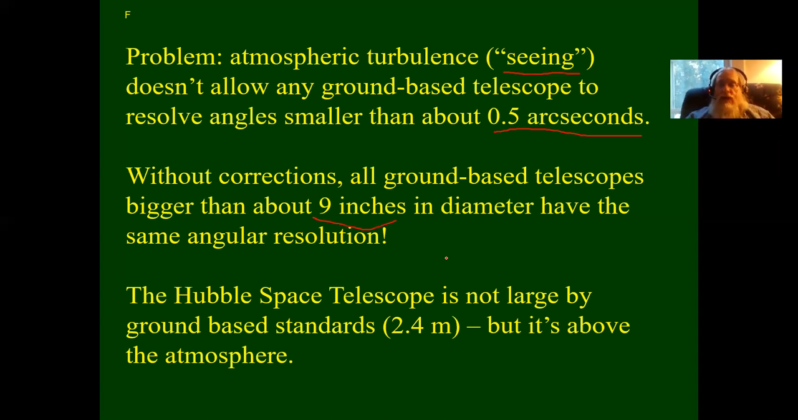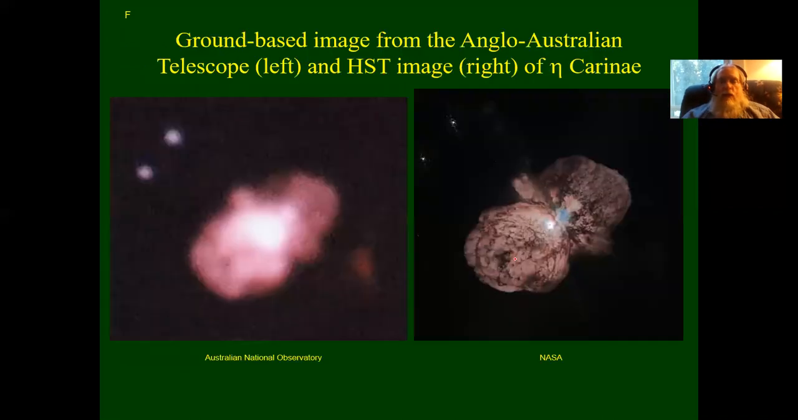Now, the Hubble Space Telescope, which I'm sure you've heard of, is not a big telescope by ground-based standards. It's only 2.4 meters in diameter, very modest compared to ground-based telescopes. But because it's in orbit a couple hundred kilometers up, it's above the atmosphere and it doesn't have to worry about these distorting effects. So right here we have two images of the same object. It's a massive unstable star called Eta Carinae, and over the last few hundred to few thousand years, it's expelled some gas, and that's what the blob is.